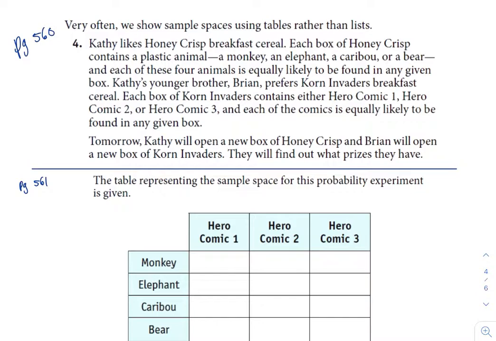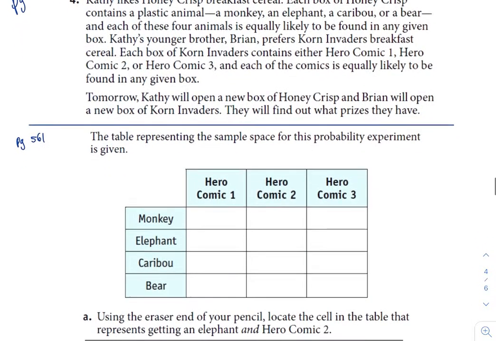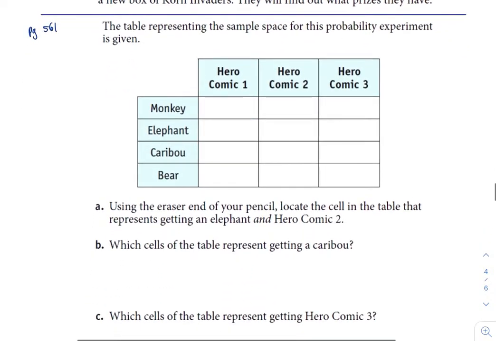So basically, the situation is that we have a brother and sister. They like different cereals, different toys in each cereal. And they're going to both be opening up boxes. So we want to get an idea of what the sample space is going to be for this situation and what the probability is going to be for certain scenarios. All right, so the sample space is going to be two things. You've got one animal and one hero, so a combo of those. All right, so let's take a look.